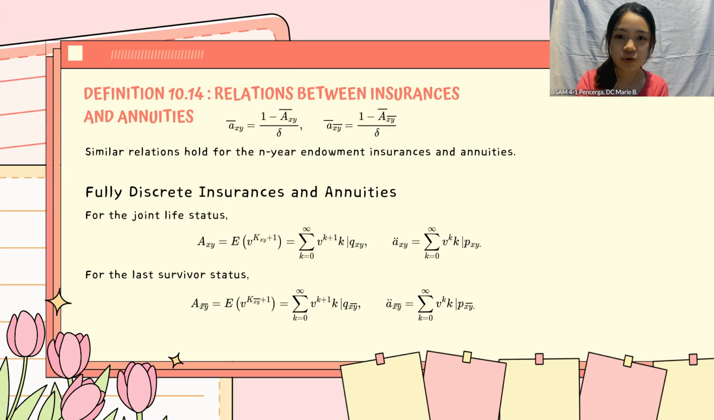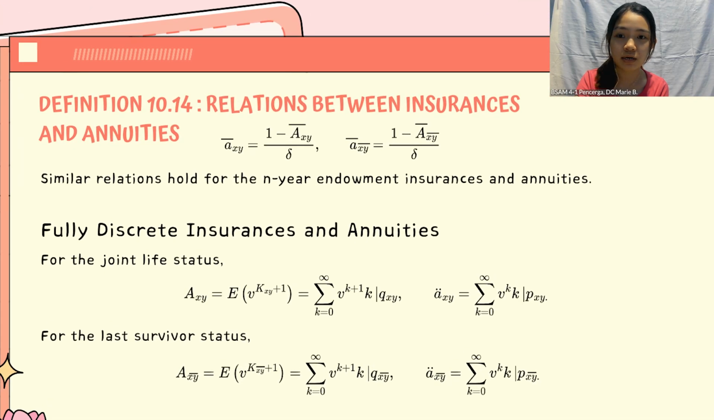In previous lessons, we had discussed the relations between annuities and insurance for single life cases. Here, we extend these concepts to multiple lives cases, where on both equations, the continuous annuity can be obtained when given continuous insurance and the force of interest delta.